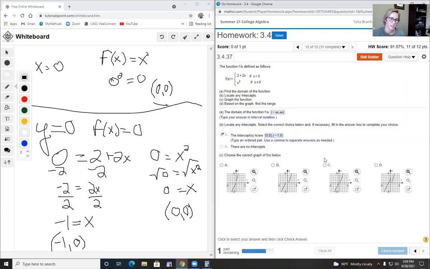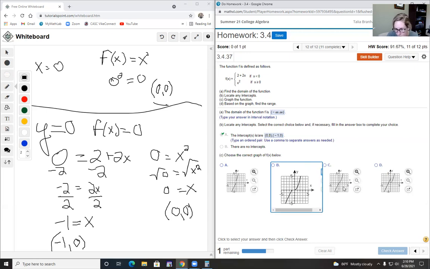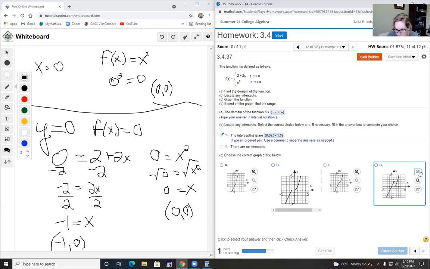Now, when we graph this function, the first thing you look for is those intercepts. So we have the point 0, 0. Check, check, check, and check. Negative 1, 0. This one does not have negative 1, 0. This one does, so let's bring it up. This one does not have negative 1, 0. This one does. This one, it doesn't cross right there at that negative 1, 0 where it should.